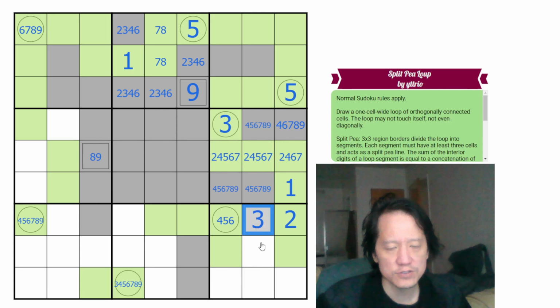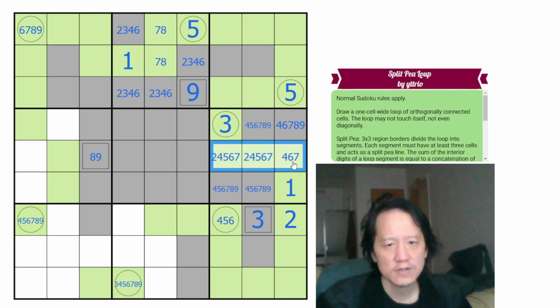So therefore this is 3, which means this is not on the loop, so it has to go down here. This could be 24, 5, or 6, so that's fine. This can't be 2. So if this is 2, 4, 7, so if this is 2, 5, 6, the 6 has to be here, so therefore this can't be 6. The 3 has to be one of these two. We're not sure which.